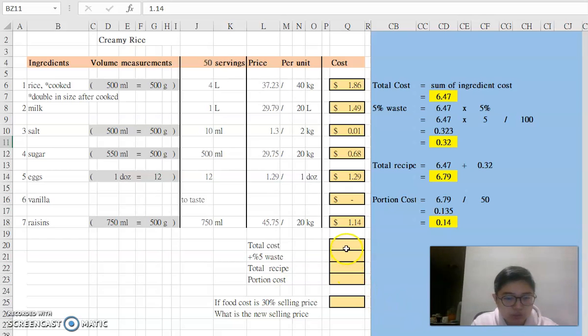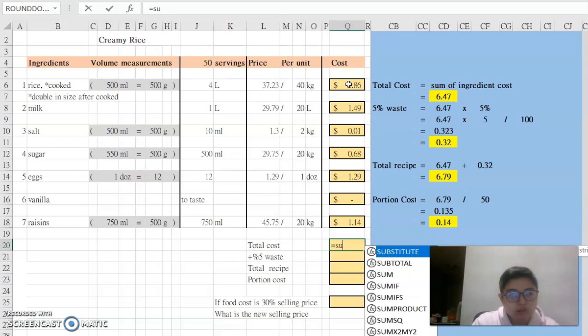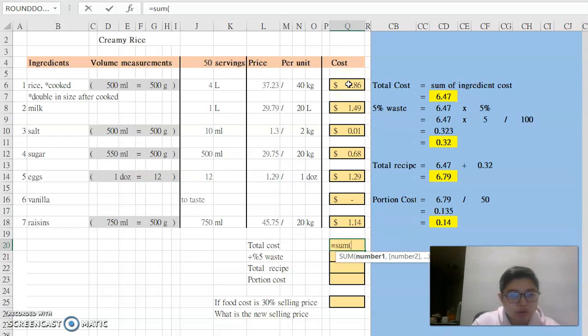First, this is the total cost. Total cost is the sum of this information, this cost here, which equals sum, open bracket, and select these costs here, and then close bracket, enter, which is 6.47, which is the same as this one. This is the handwritten calculation.